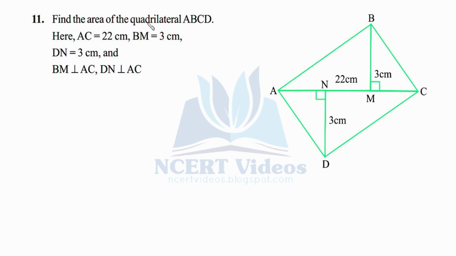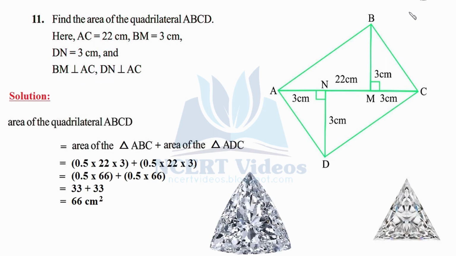11th: find the area of the quadrilateral ABCD. This is your required ABCD, and you have to find its area. AC is given as 22 centimeter, BM as 3 centimeter, and DN as 3 centimeter, and they are perpendicular. That is, BM is perpendicular to AC and DN is perpendicular to AC. So we have to find the area of quadrilateral ABCD, that means the complete area of this region.